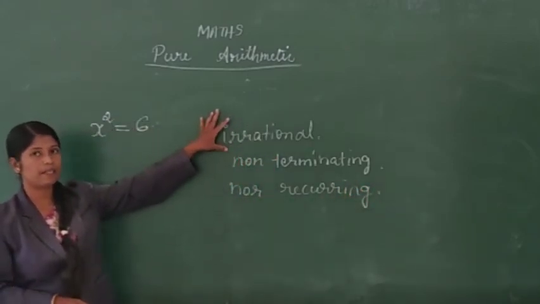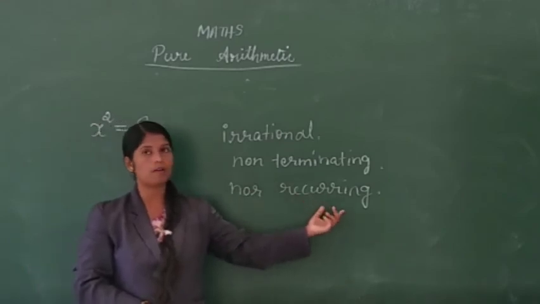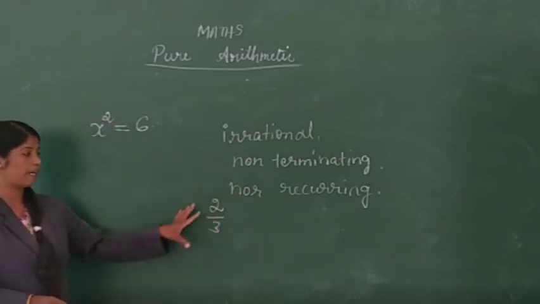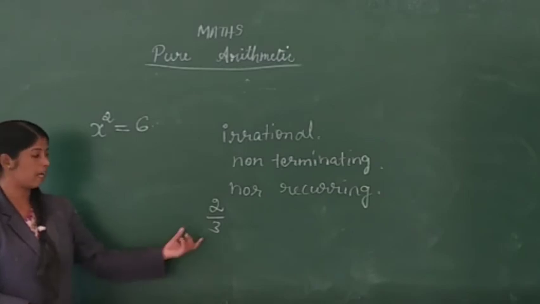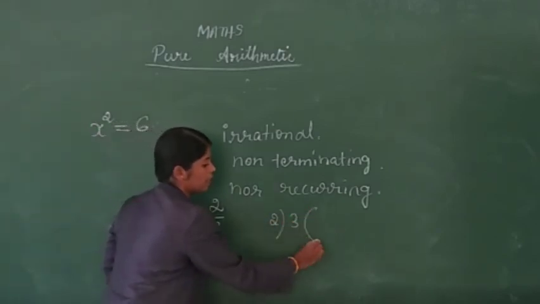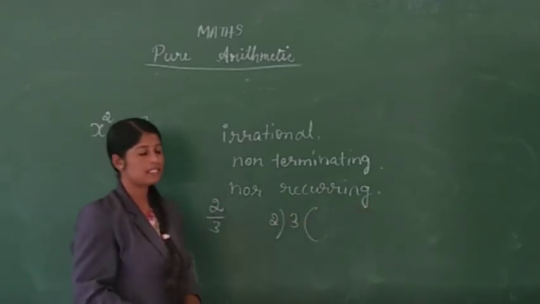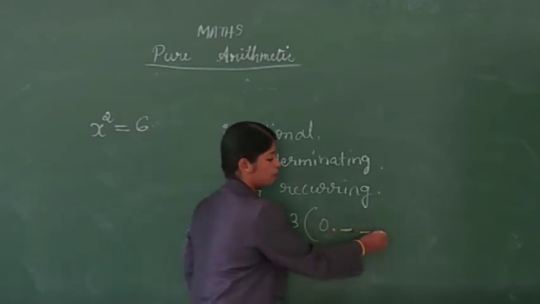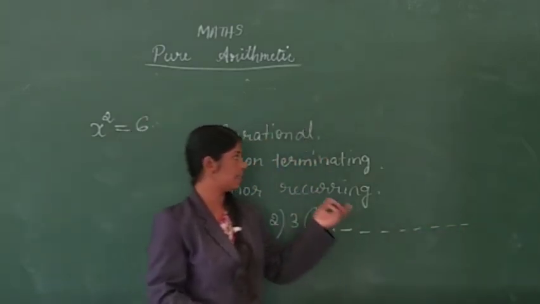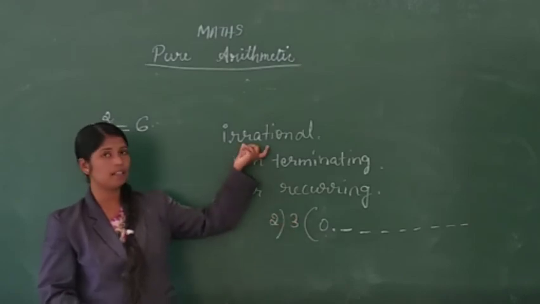To say that a given number is an irrational number, it should be a non-terminating, non-recurrent decimal. That means if I give a number like 2 by 3, to find out whether this is a rational or an irrational number, you have to divide 2 by 3. In the answer, after the decimal point, if you continue for many terms and the answer does not end, that is called non-terminating. In such cases, we say that the given number is irrational.